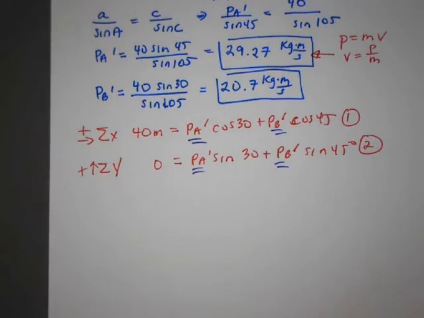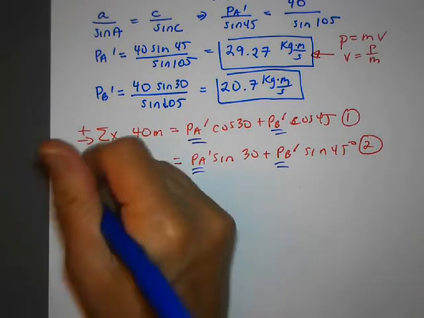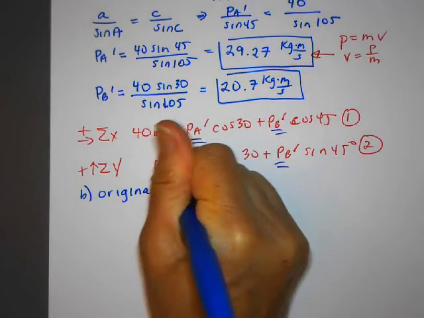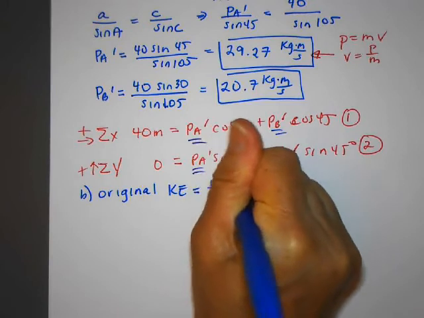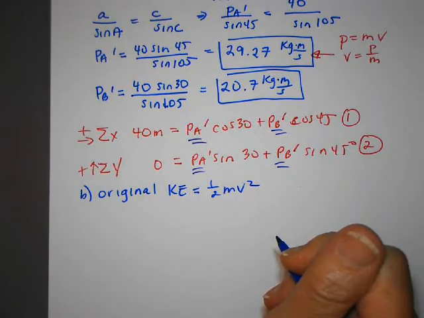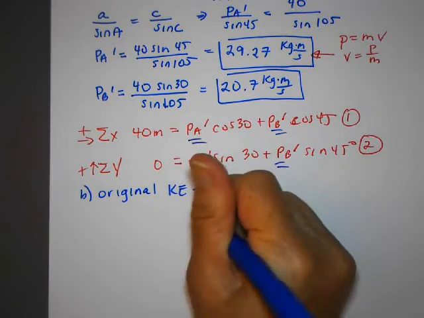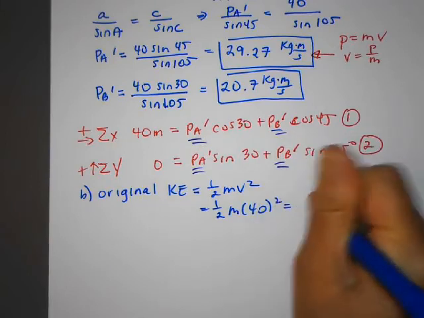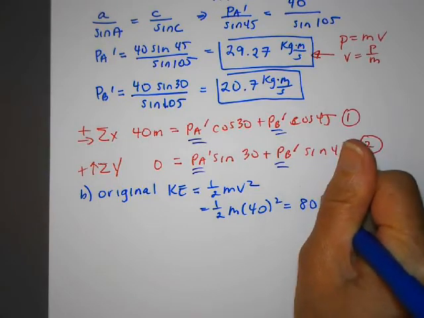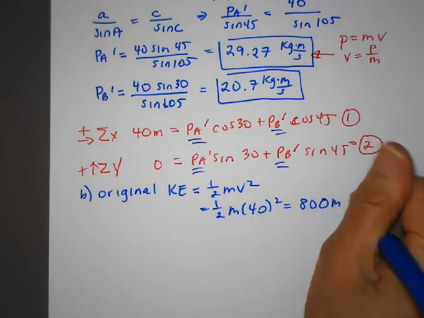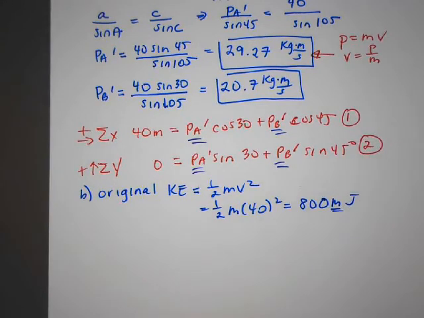Part B says the kinetic energy. So the original kinetic energy is equal to 1/2 mv squared. So it would be 1/2, I still don't know that mass, times 40 squared. So it would be 1600 divided by 2, 800 m joules. But again, I don't know what m is.